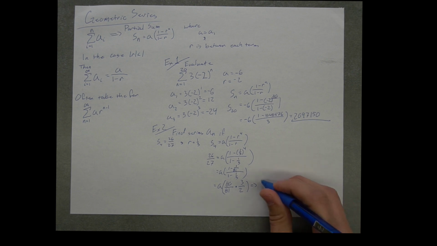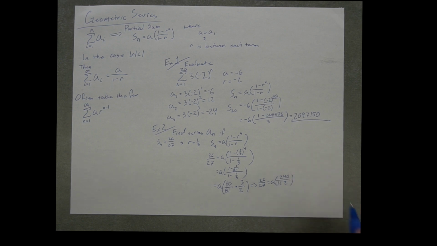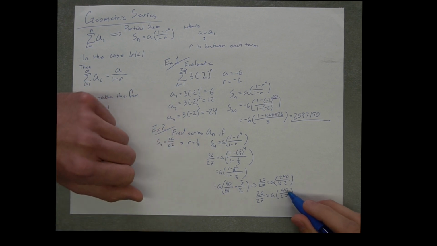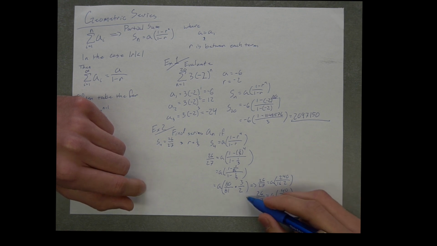From this, we move on. 26 over 27 is equal to a times 240 over 162. Right? 80 times 3 is 240, 81 times 2 is 162. This simplifies down to 26 over 27 is equal to a times 40 over 27. So now we need to multiply by 27 over 40 to cancel out this term and multiply it to the other side.